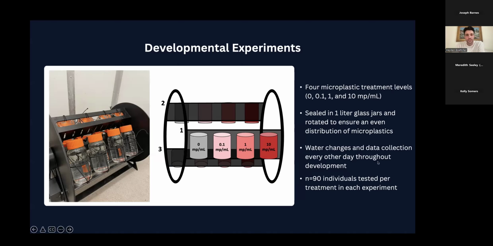And we did water changes and data collection every other day throughout the 30-some day developmental period for these larvae. And in total, using the 3 jars for each treatment, we tested 90 individuals for each treatment. And this whole setup was repeated 3 times for the full exposure, early, and late exposure experiments.